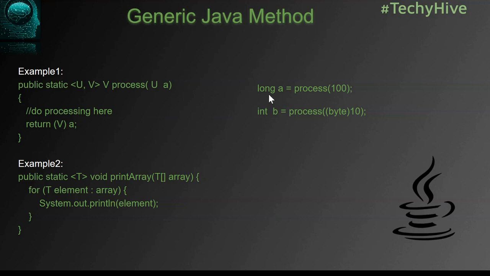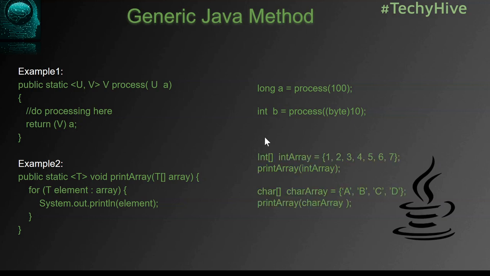You can see here long A equal to process 100. So we are passing integer 100 to the process method, and then the process method is returning long over here. Similarly, in the second example, we are passing byte to the method and returning integer. In another example, we are passing an array of integers and then printing them. And similarly, we are passing an array of characters and printing them. So you can see here that generic classes and generic methods are very simple, and we just need to specify the type when we create the objects of the generic class.